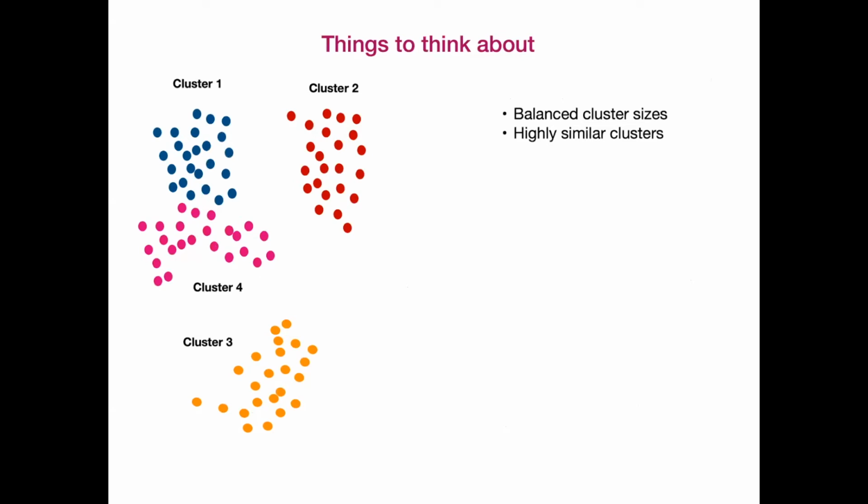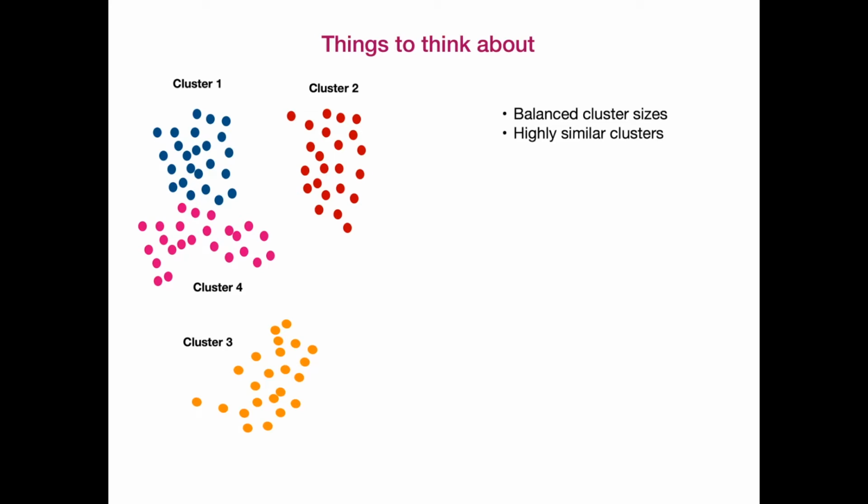So we have a few things to think about. One is balanced cluster sizes, and another is highly similar clusters. Really think about the distribution we have in our data. Because if we take this example here and we do a differential expression, then cluster 1 and cluster 4 probably have a lot of the same genes coming up in both of them because they are a similar cell type or the subtypes of the same cell.